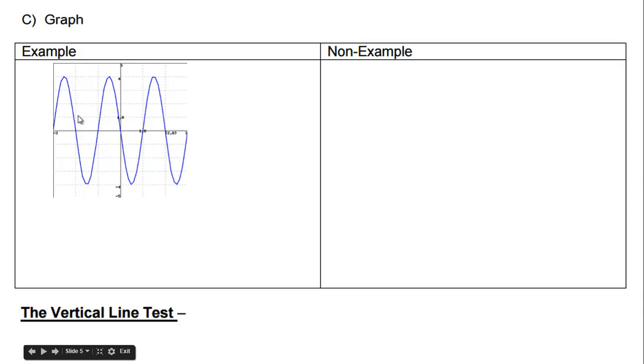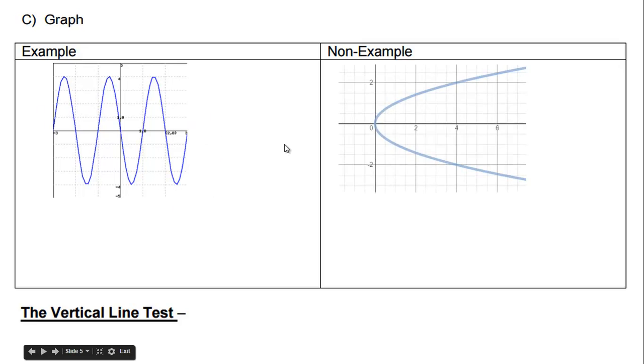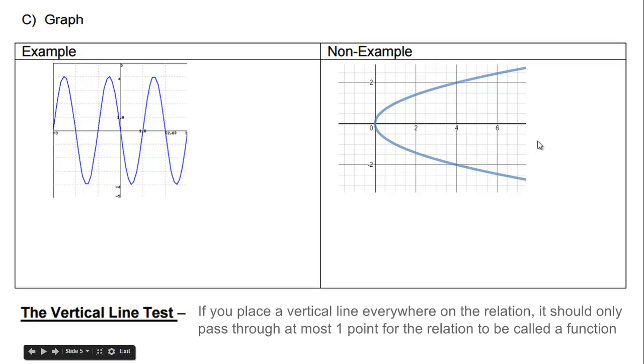The graph, as long as each x value that you sub in, you only get one y value. It doesn't really matter what the picture looks like. We'll see this function later on in the course. This guy is actually a parabola on its side. This is a relation. It's the inverse of a parabola because it's on its side. If you turn your head sideways, you could see the quadratic. But because when you plug in an x value, you get more than one y value, it's not a function.